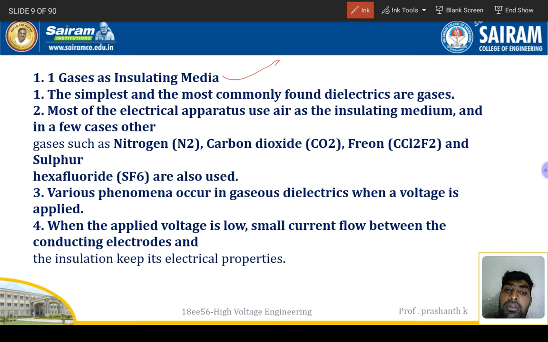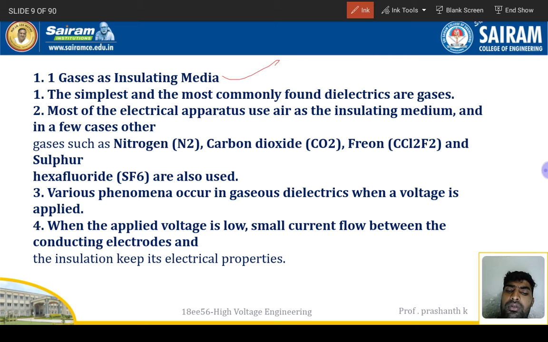Most electrical apparatus use air as the insulating medium, and in a few cases other gases. If air is not used, we prefer other gases, which have more advantages compared to air. Breakdown and flashover strength will be high in gases, and various phenomena occur in gaseous dielectrics when voltage is applied.